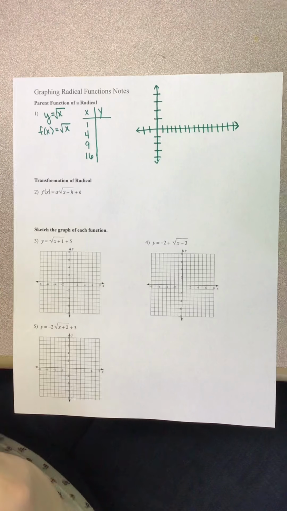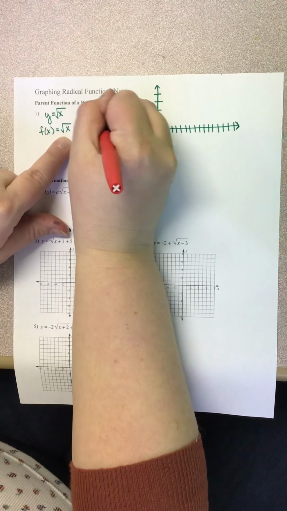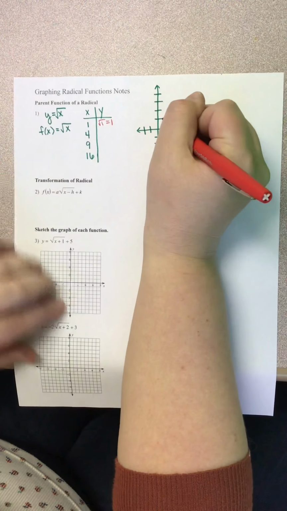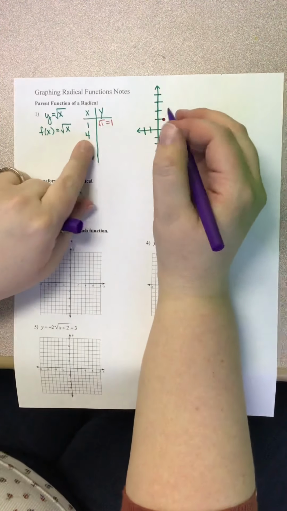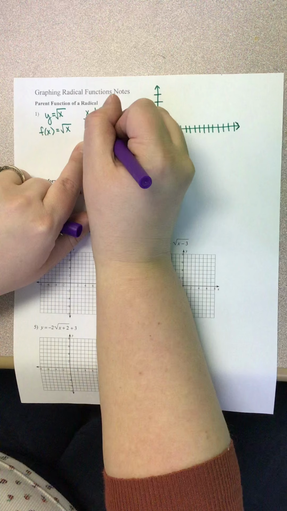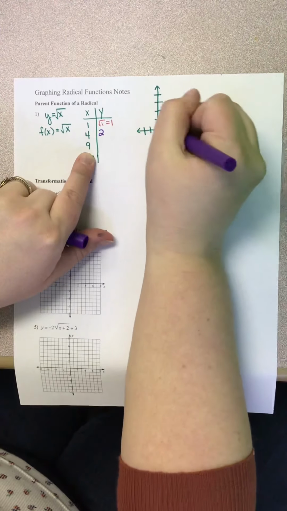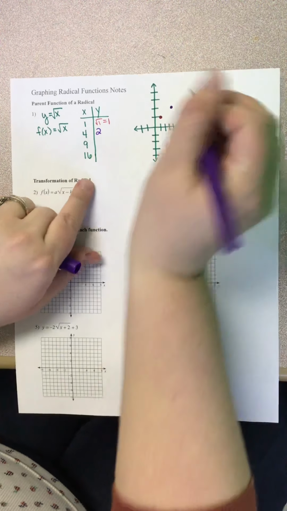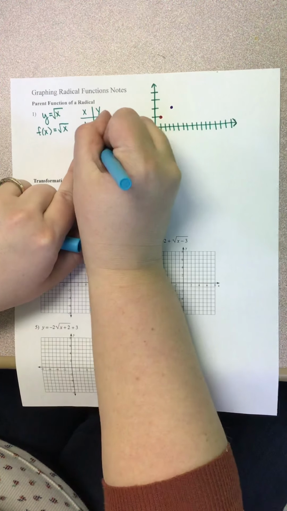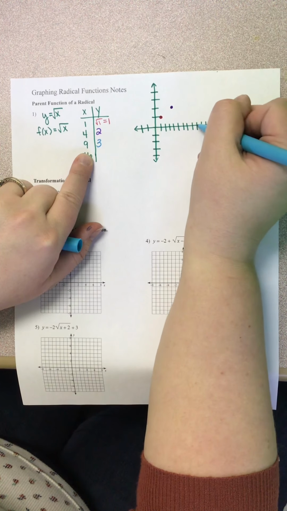So then I would just plug in these numbers. If I plug in 1, the square root of 1 is just 1, so my first point is 1, 1. And then if I plug in 4, the square root of 4 is just 2, so I'd go over 4 up 2. If I plug in 9, I would get the square root of 9, which is 3. And so I'd go over 9, 1, 2, 3, 4, 5, 6, 7, 8, 9, and up 3.